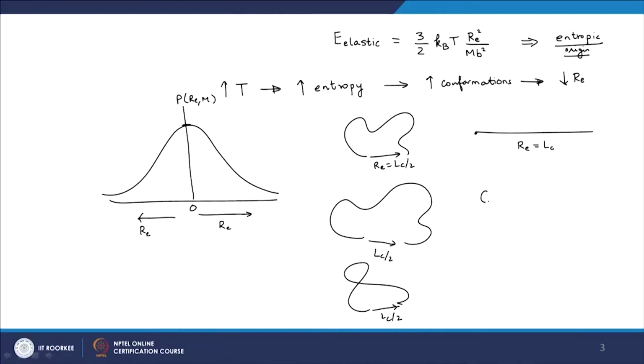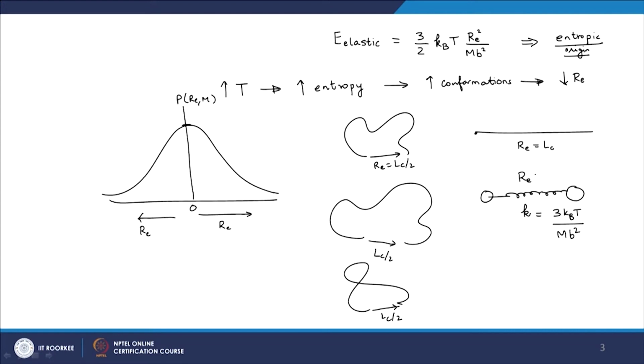The other thing that we said is that I can associate the polymer chain model with some kind of spring model with a spring constant that is given by 3 kBT by m b square, kB being the Boltzmann constant and T being the temperature in Kelvin, and which has a length equal to Re.